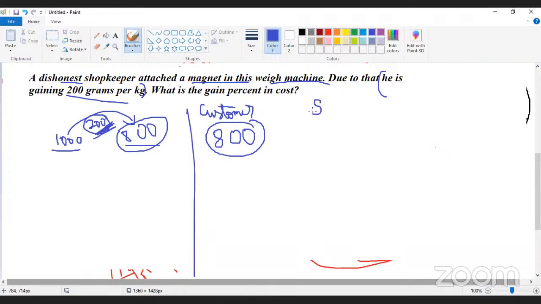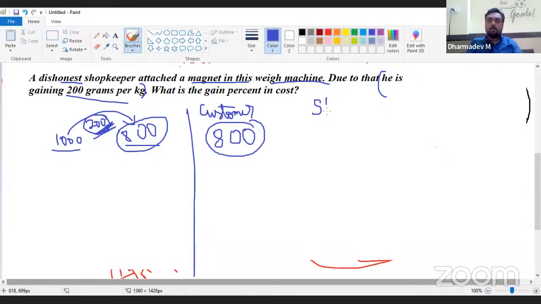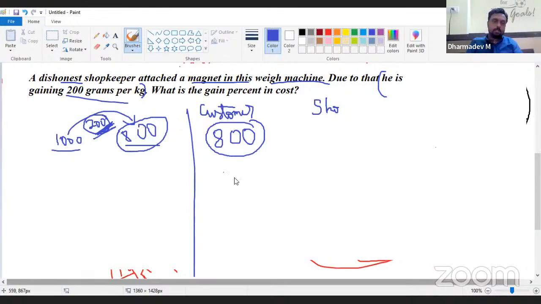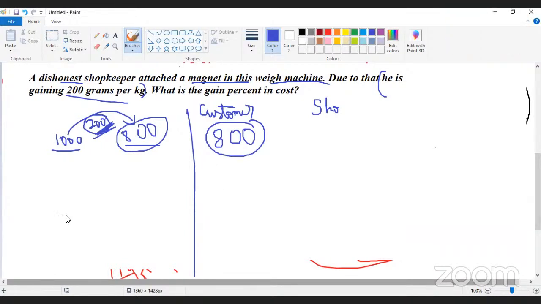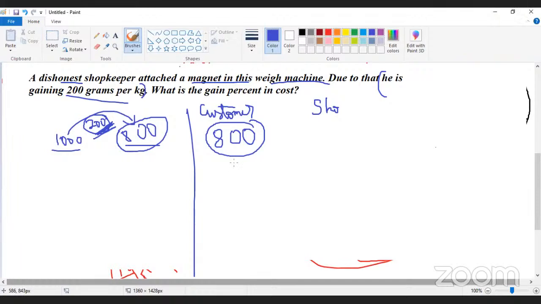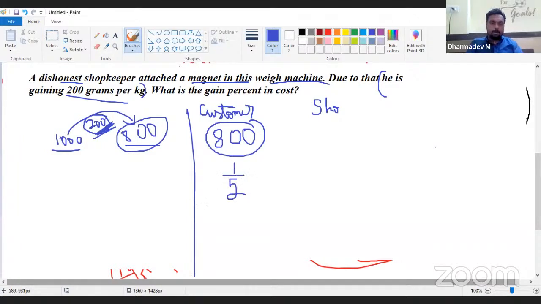So how many grams is the customer losing? 200 grams. So what is it in percentage? 20%. Good. Tell me the fraction of 20%. The correct answer is option B. 20 out of 100 is 1 by 5.